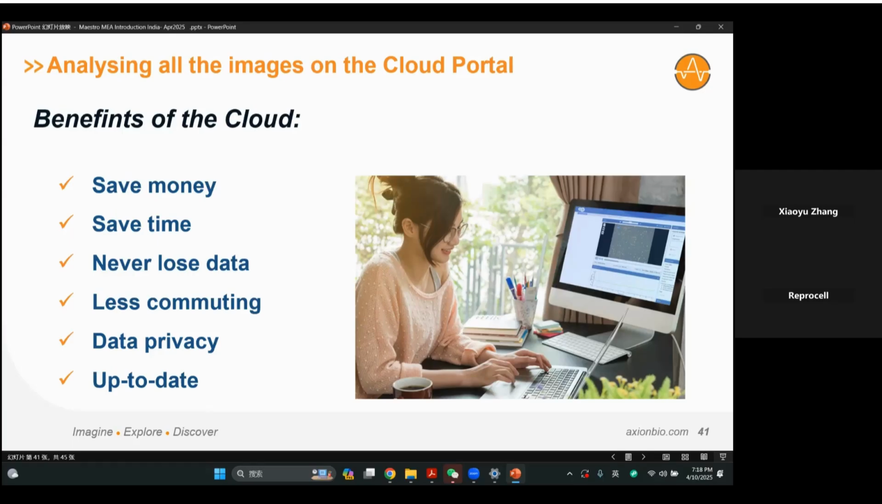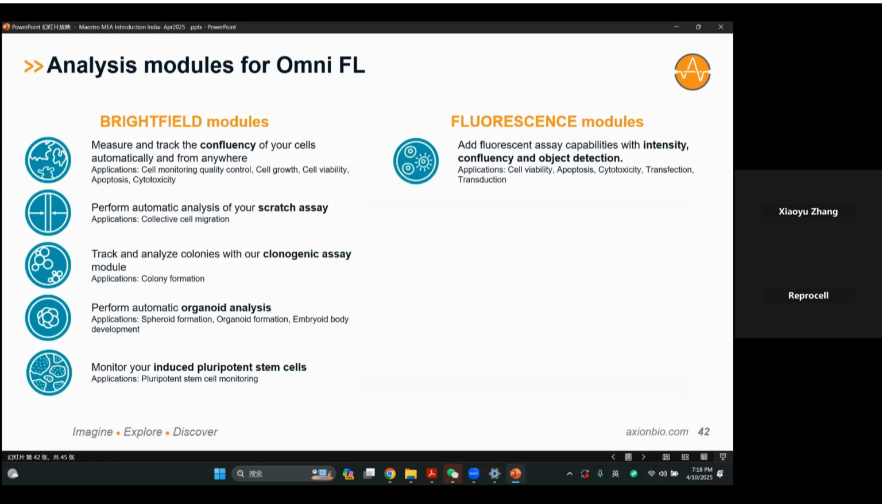And each person has their own account, so nobody can read your data if you don't share with them. And you always use the latest algorithm and software with the cloud. And we also offer 6 different software modules available to meet the customers' needs.